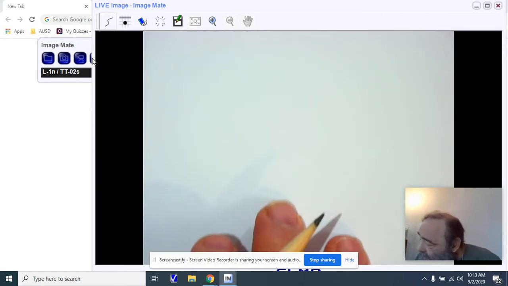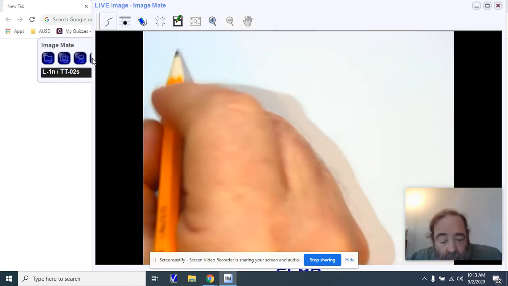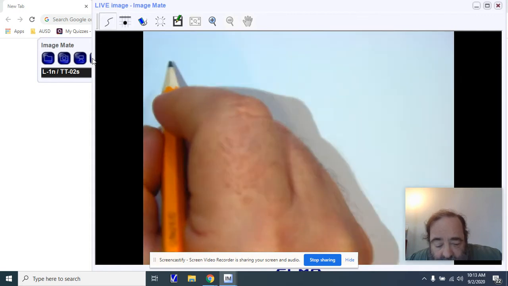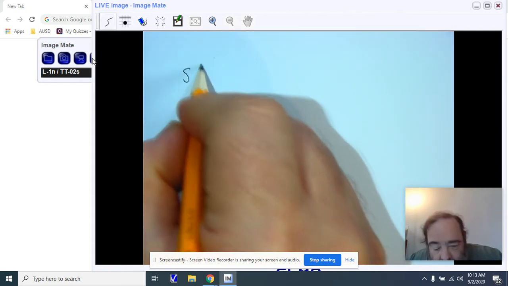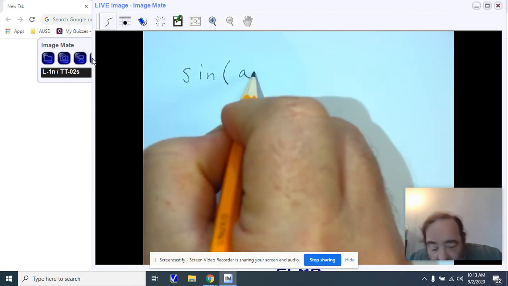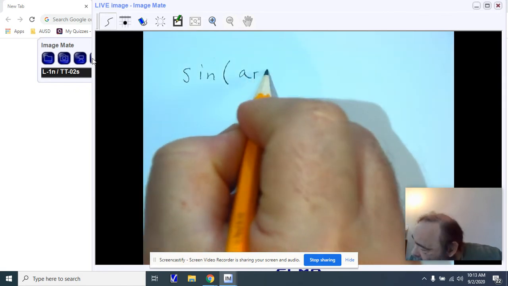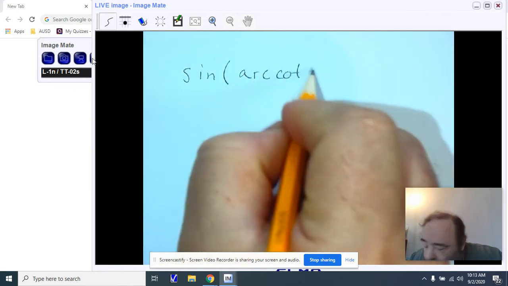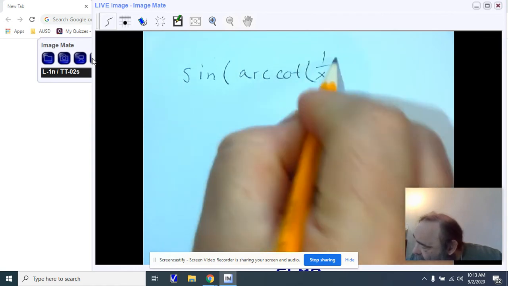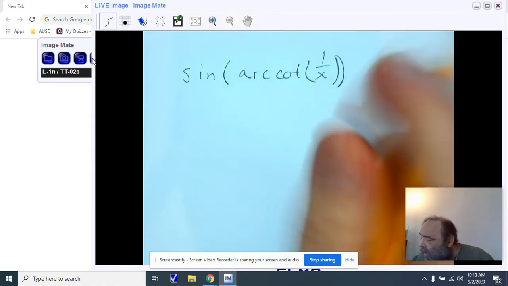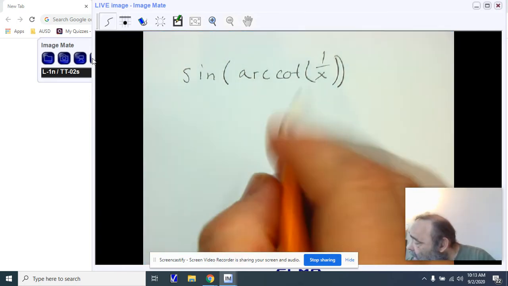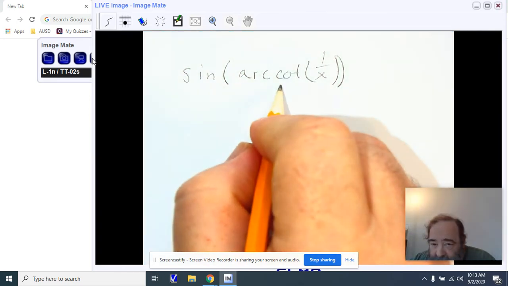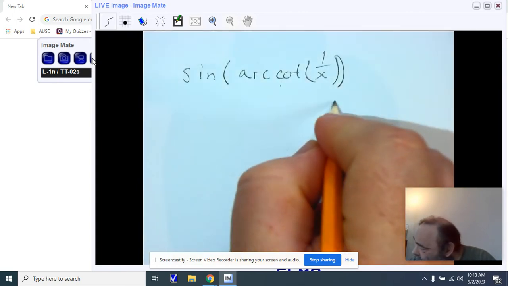The next problem that we had in that worksheet was trying to find the algebraic expression for the sine of arc cotangent of 1 over x. Now I can put anything here. I put 1 over x on the worksheet. That was very similar to what we did in class. The whole idea is cotangent is positive in the first quadrant.